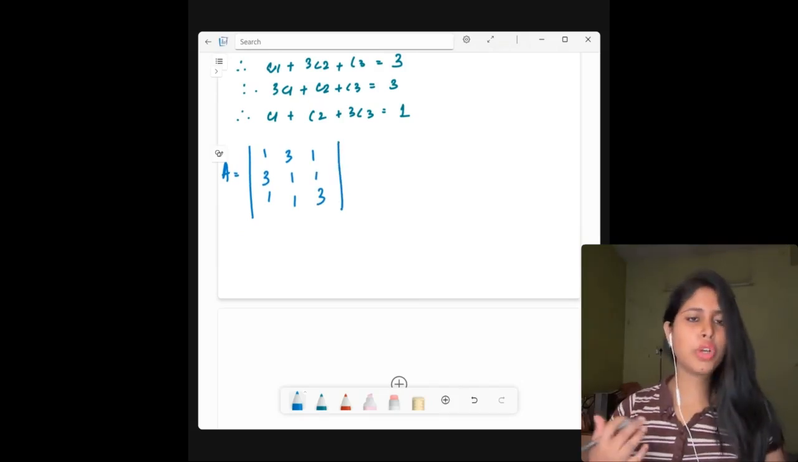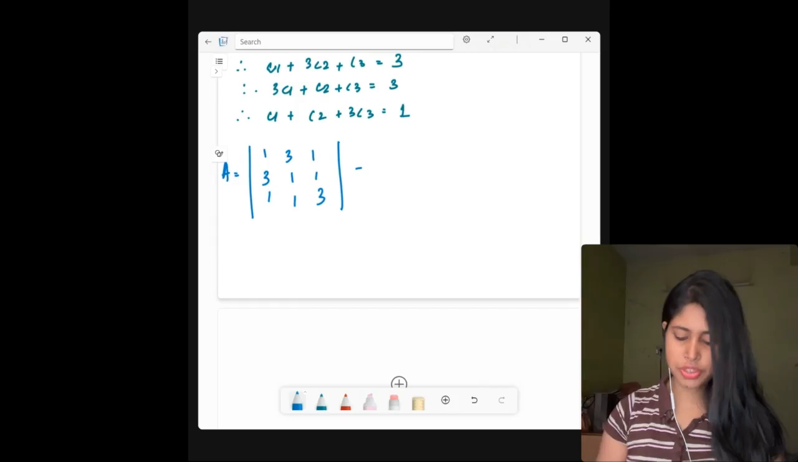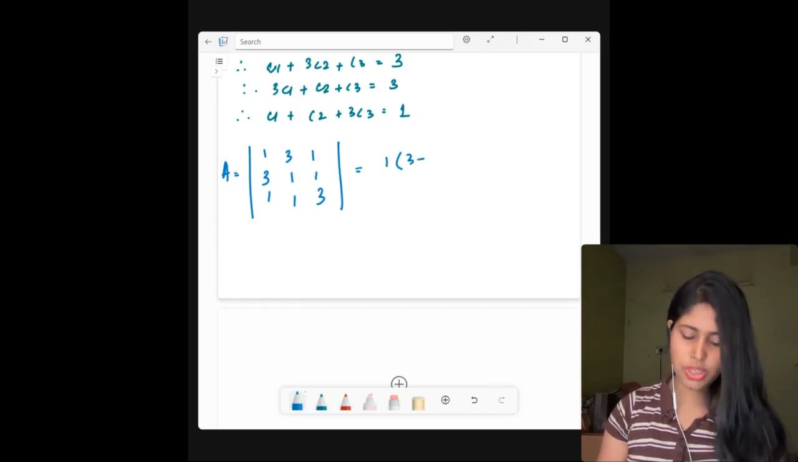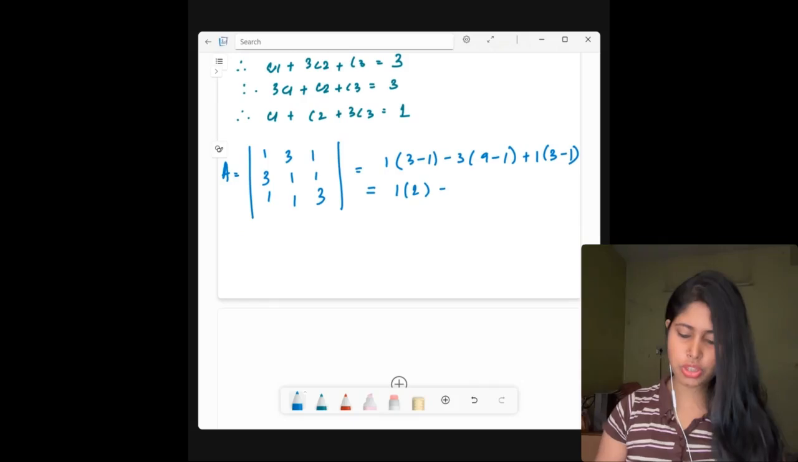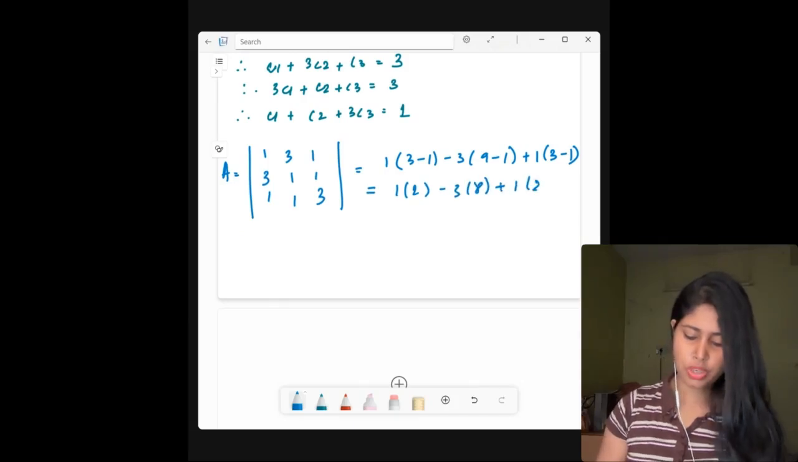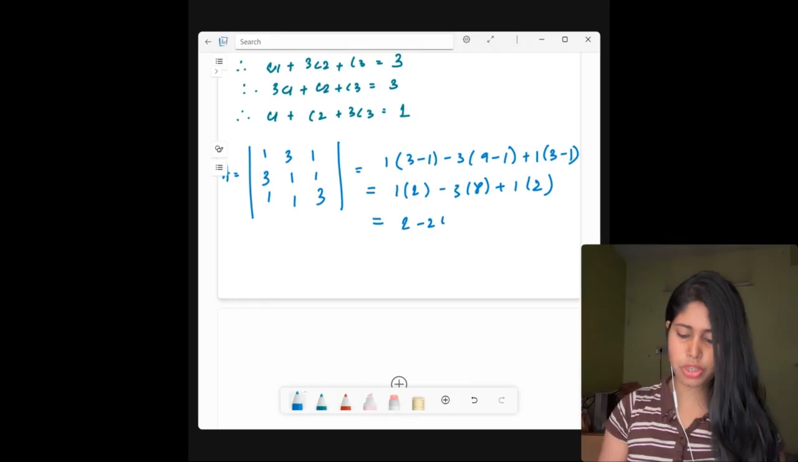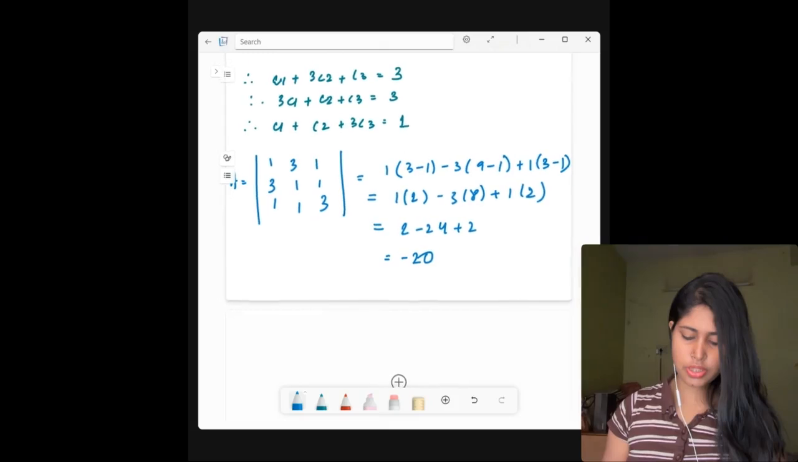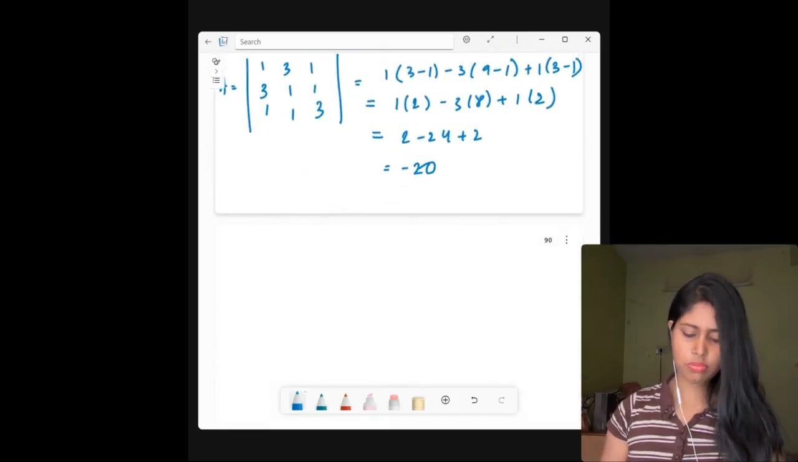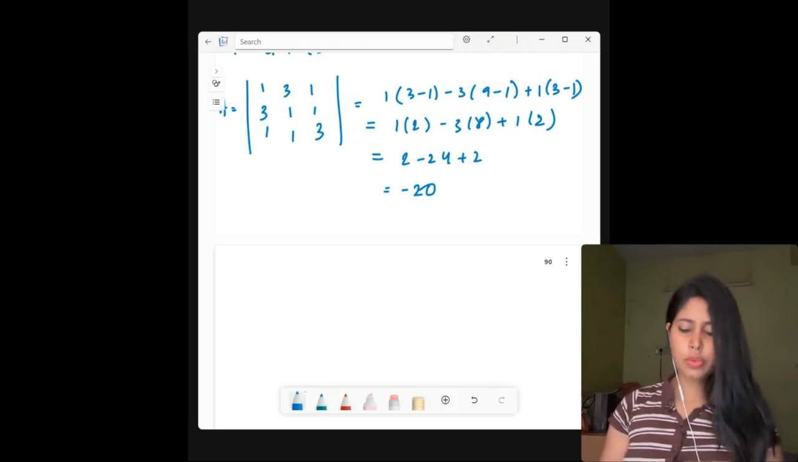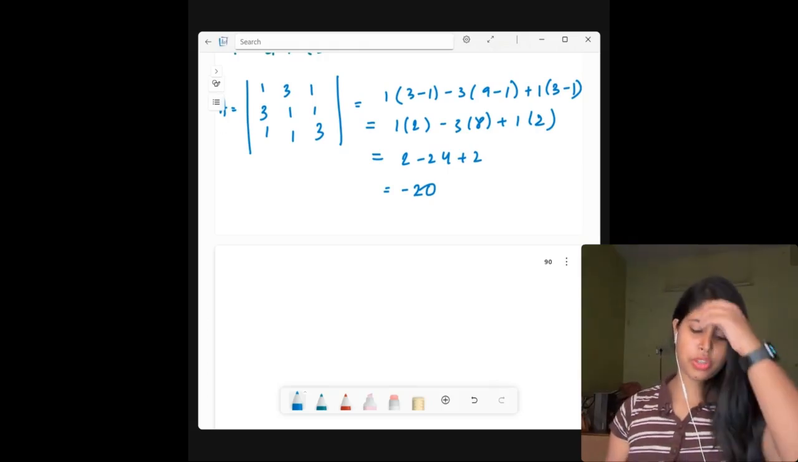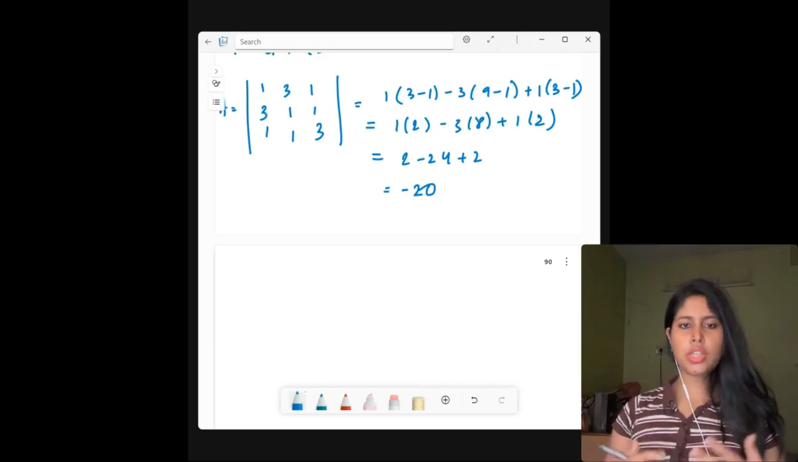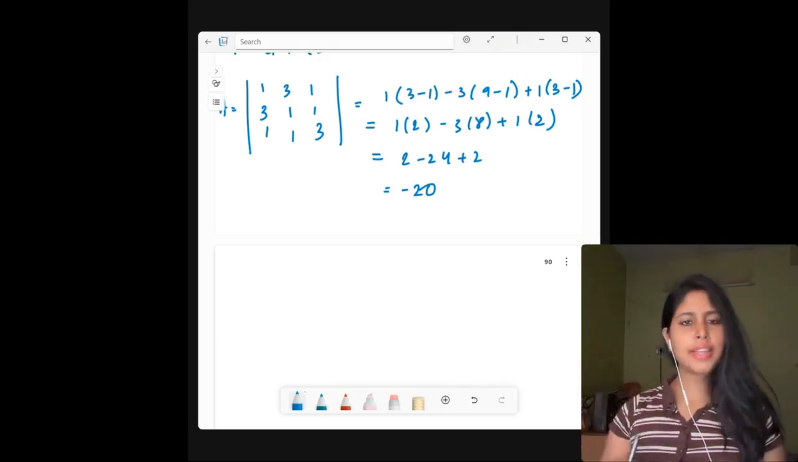All right, now we are going to find the determinant of this coefficient matrix. What is it? 1 into (3 minus 1), minus 3 into (9 minus 1), plus 1 into (3 minus 1), which is basically 1 into 2 minus 3 into 8 plus 1 into 2, which is equal to 2 minus 24 plus 2, which is minus 20. This is the A matrix, which is the coefficient matrix. So from here our determinant's value is minus 20.